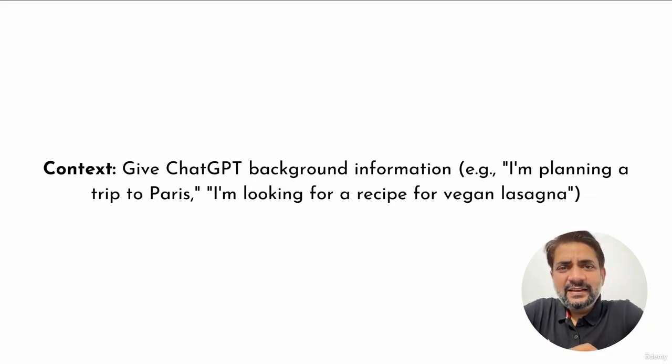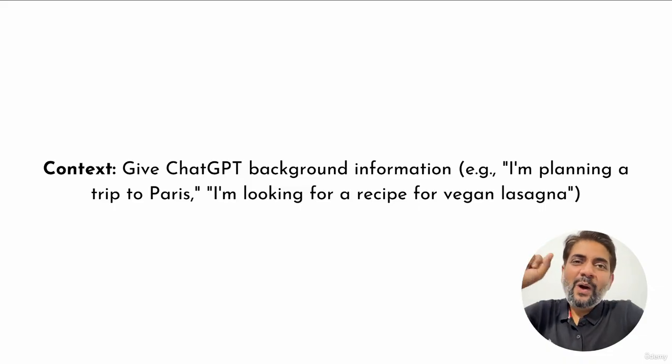Next is the context. Give ChatGPT the background information. Example, I'm planning a trip to Paris, or I'm looking for a recipe for vegan lasagna. So you are now giving a context of why you have come to this particular AI tool like ChatGPT.